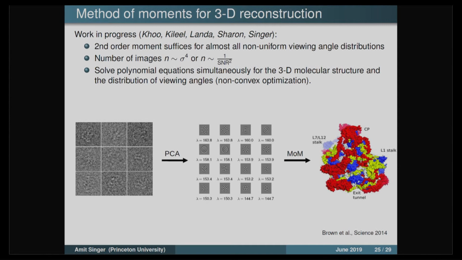But the principle is actually quite simple. You take the images. Second order moment is basically computing the covariance, doing principal component analysis. And from the principal components, the eigenimages and the eigenvalues, you then need to solve this polynomial system and get a 3D structure. So it's a simple approach for solving the problem, and a very efficient one, in the sense that it just requires one pass over the data, and it can work at any noise level, as long as particles can be picked. If particles cannot be picked, that will be a story for a different time. OK, thank you very much.